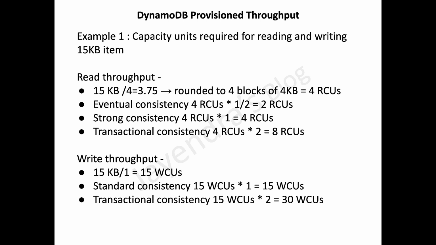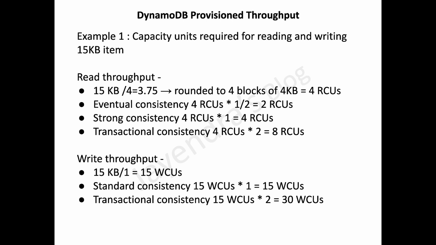With eventual consistent read, we would only require 2 read capacity units to read this data, as one RCU can perform 2 eventual consistent reads of 4 KB each. With strong consistent read, we would require 4 RCU, as one RCU can perform one strong consistent read of 4 KB each.